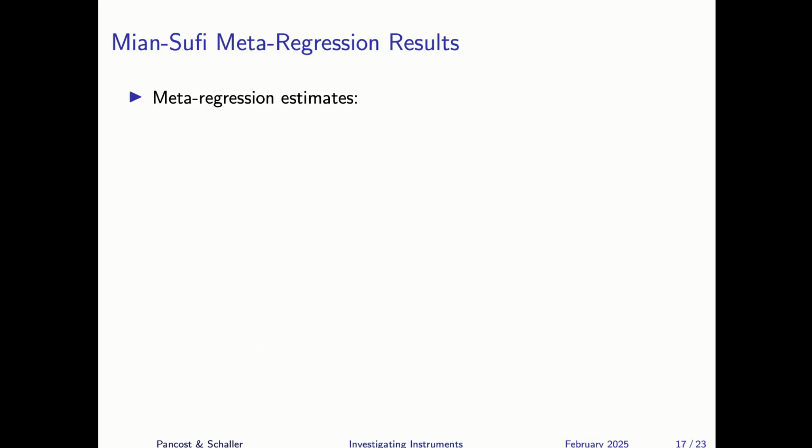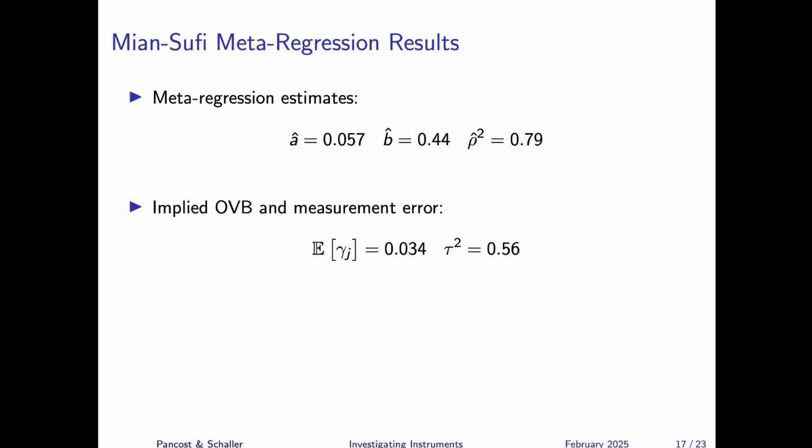When we apply the meta-regression, these are the intercept, slope, and rho hat squared that we get. We run this through our proposition 3, which is just a couple of linear equations. We get the implied omitted variable bias is 0.034.